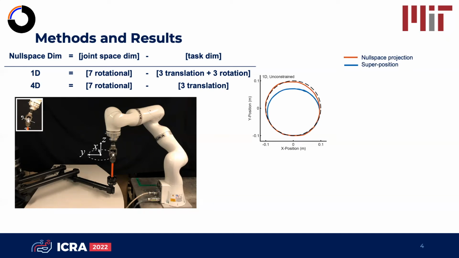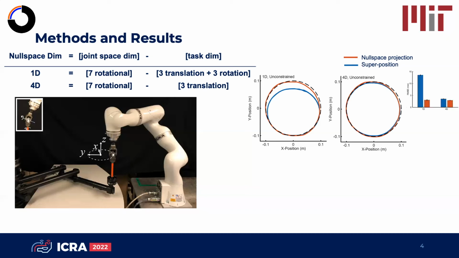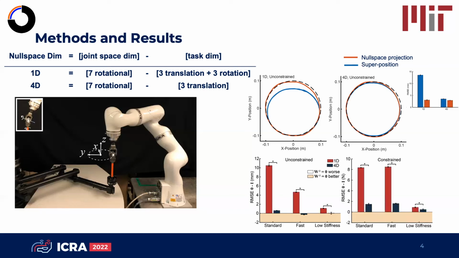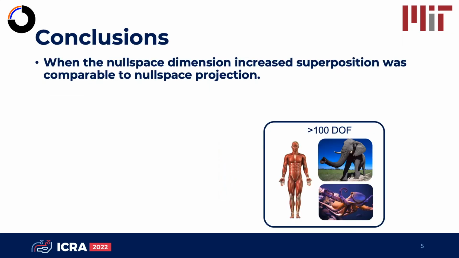As expected, in the 1D null space condition, superposition resulted in a large task conflict, while the null space projection almost eliminated the task conflict completely. Interestingly, in the 4D null space condition, the task conflict observed from superposition and null space projection were comparable. This was quantified by the RMS error and was observed across a variety of conditions, including different speeds, different stiffnesses, and constraints. In conclusion, when the null space dimension was increased, superposition was comparable to null space projection.